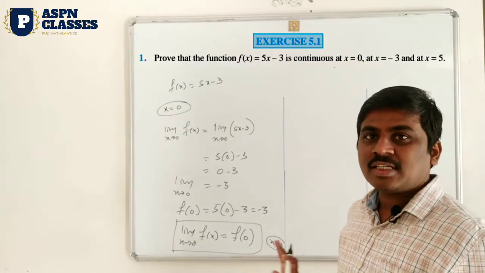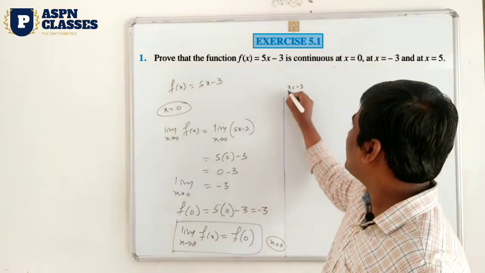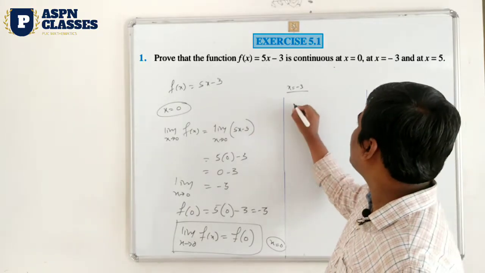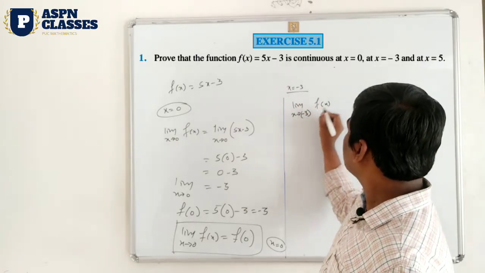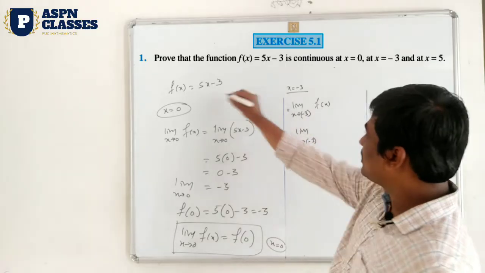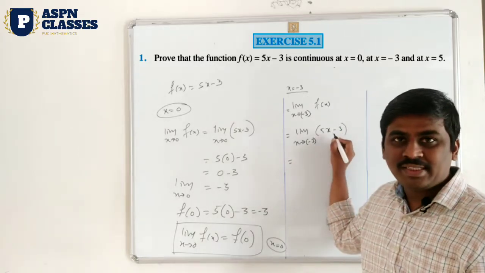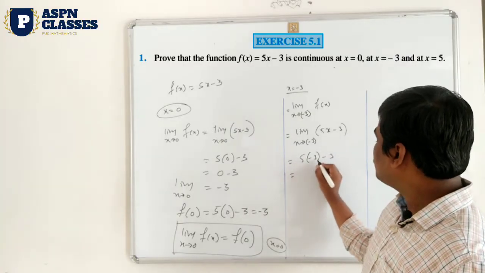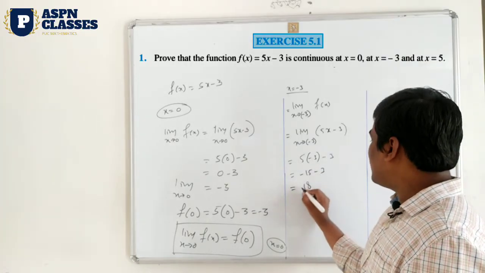So one point is clear, it is continuous at x equals 0. One more point is given, that is x equals minus 3. Okay, let us check it. You have to prove that it is also continuous. First, you find the limit answer: limit of x tends to minus 3 of f of x, which is the limit of x tends to minus 3 of 5x minus 3. Now you fill in x as minus 3. Then what is the answer? 5 into minus 3 means minus 15, minus 3. Again you get minus 18.